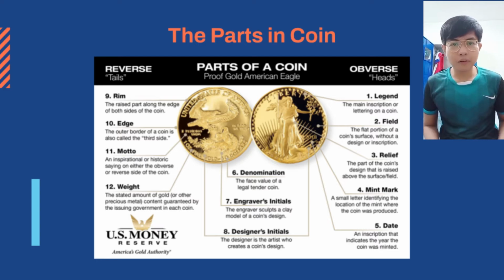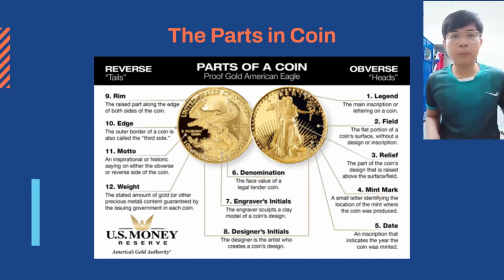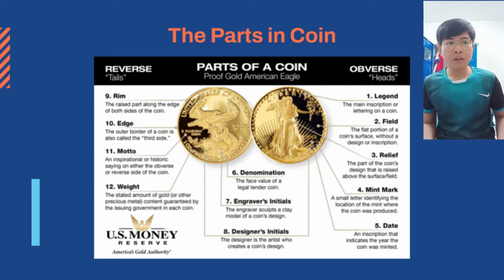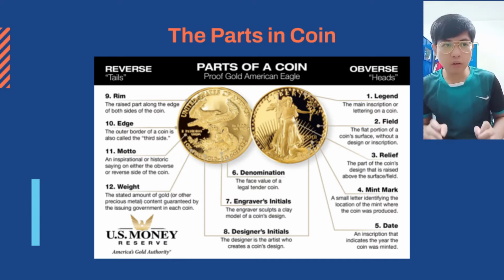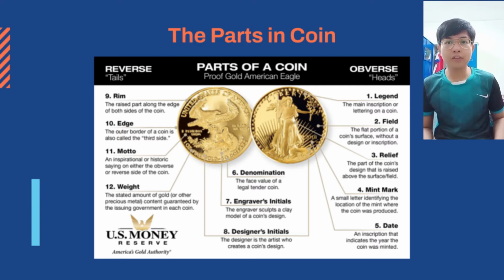In this slide, we will show you the parts of the coins that we will be studying. We'll use this as an example. Number one, it is called the legend. It is the main inscription or lettering on a coin. On number two, which is the field, it is the flat portion of a coin surface without a design or inscription.